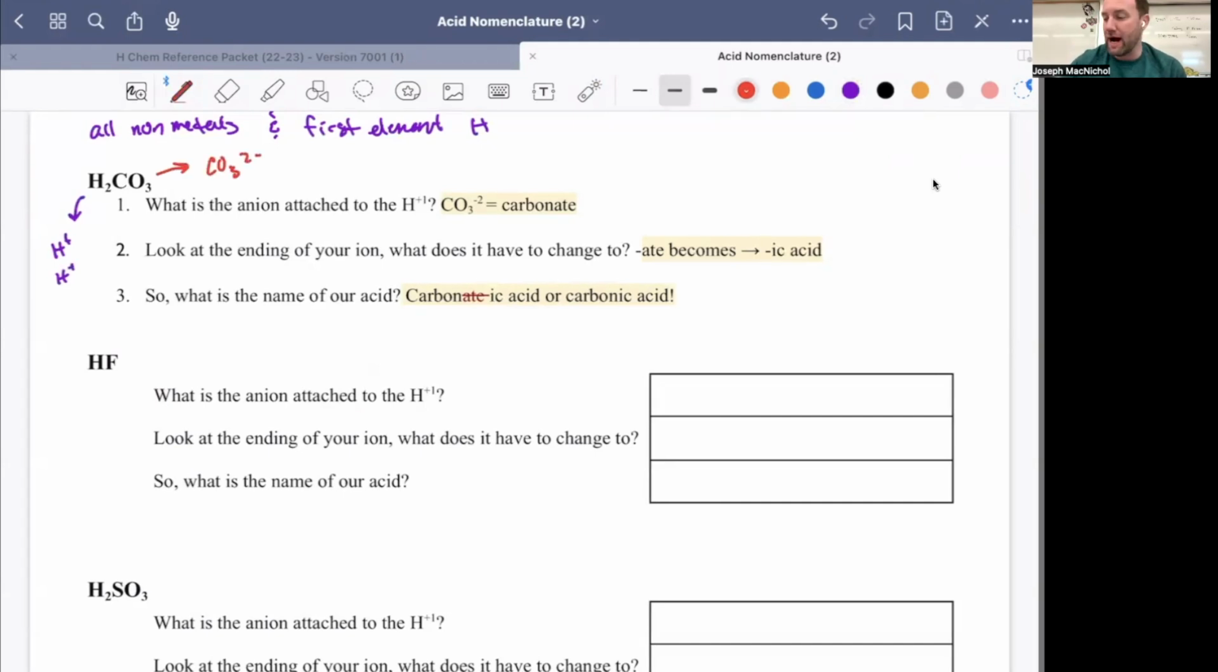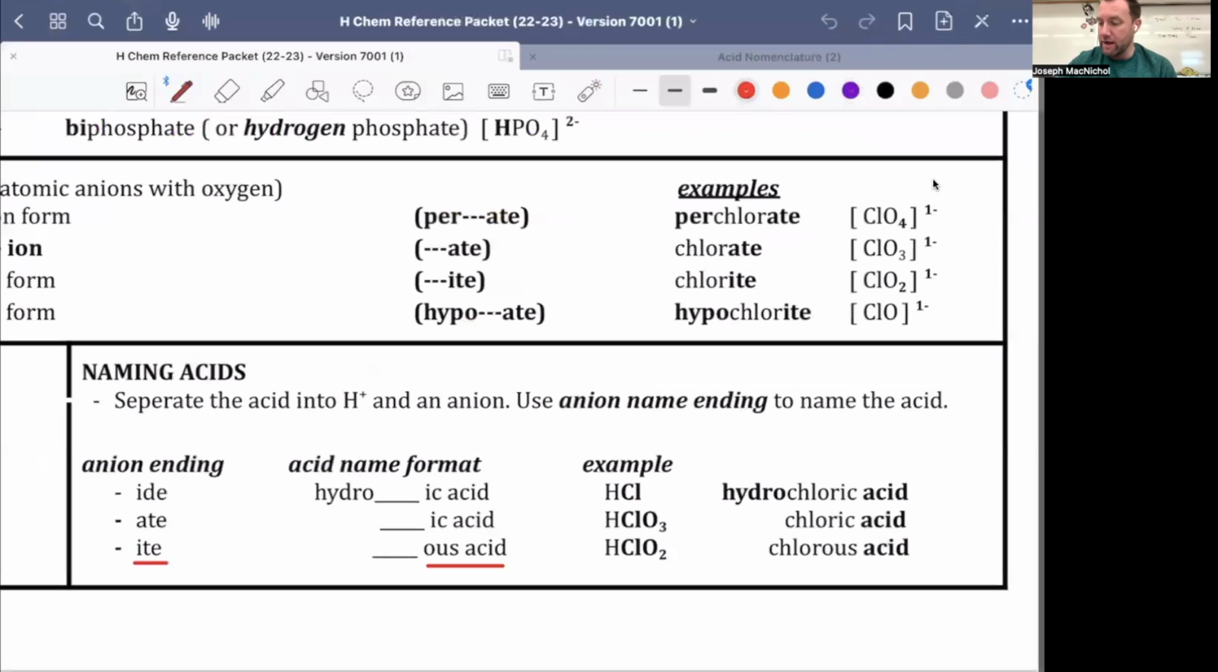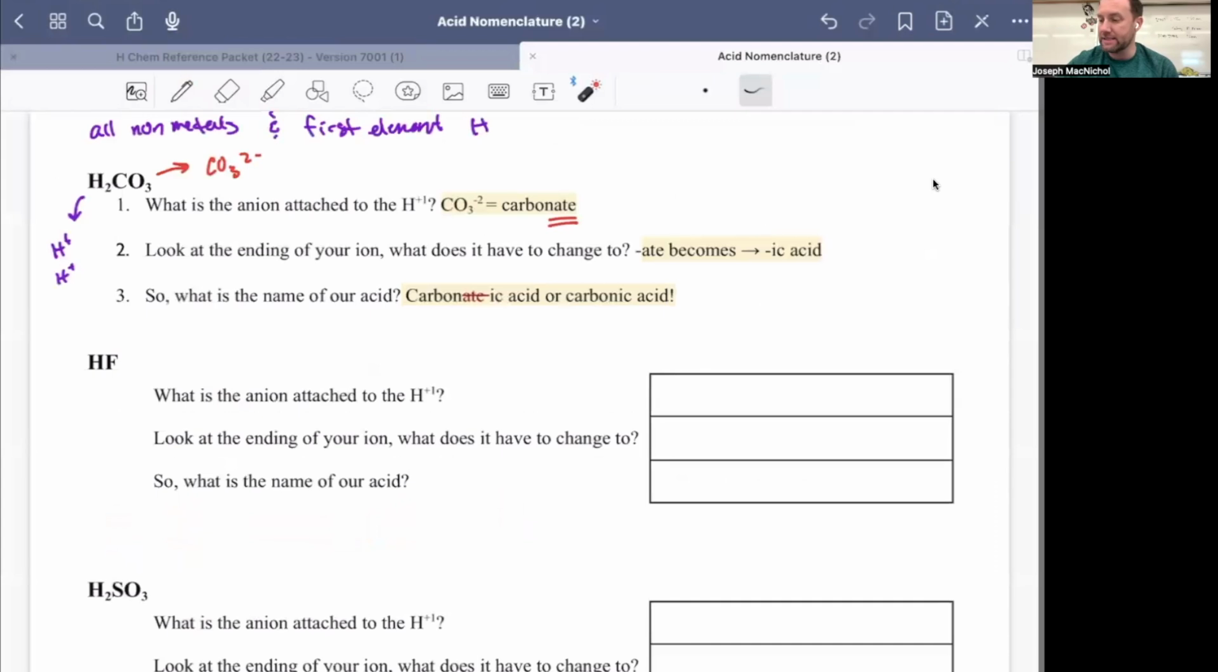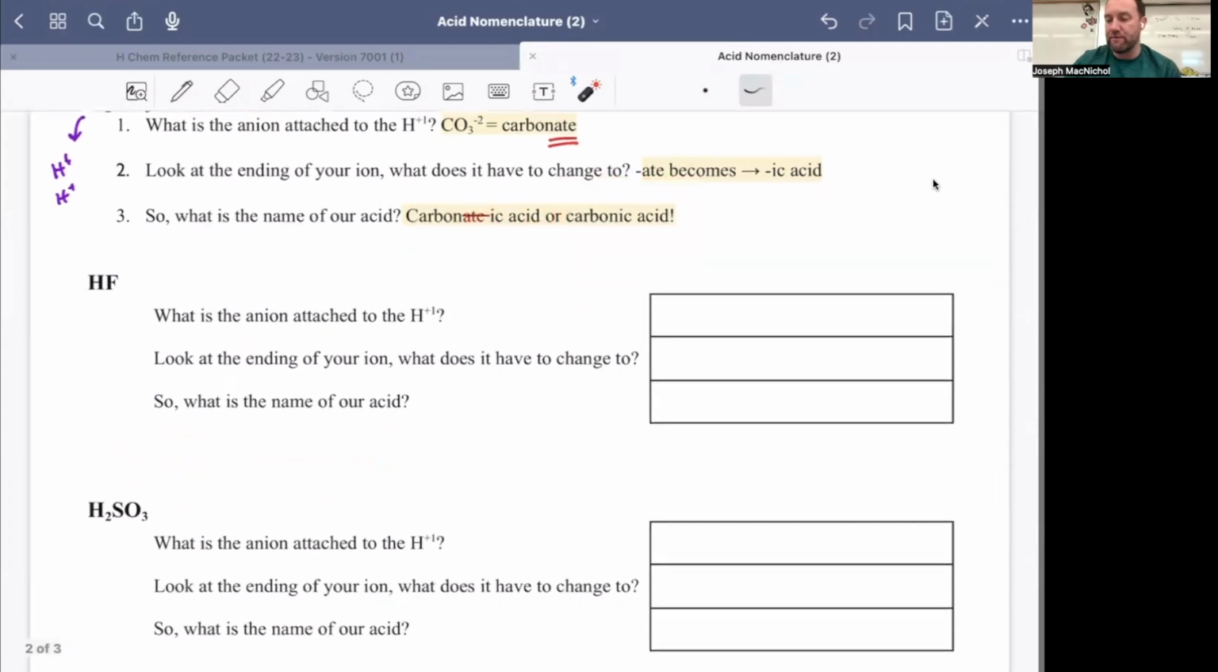Well, what is the name of that ion? That ion is called carbonate. So I look at my pattern: anything that's an -ate will become an -ic acid. So it's not going to be carbonate anymore. It's going to be called carbonic acid. The -ate becomes -ic acid, so we drop the -ate ending, replace it with -ic acid, and we get our acid, carbonic acid.